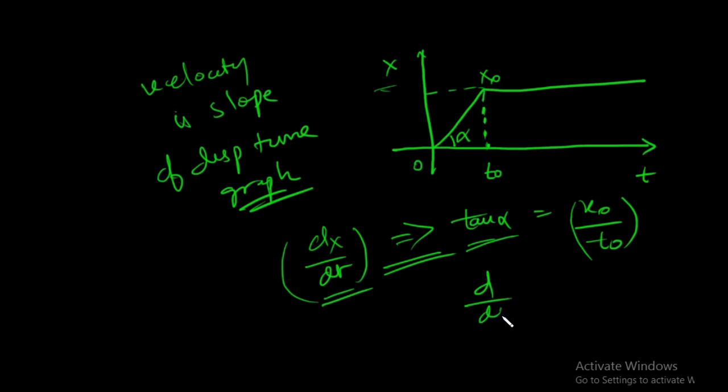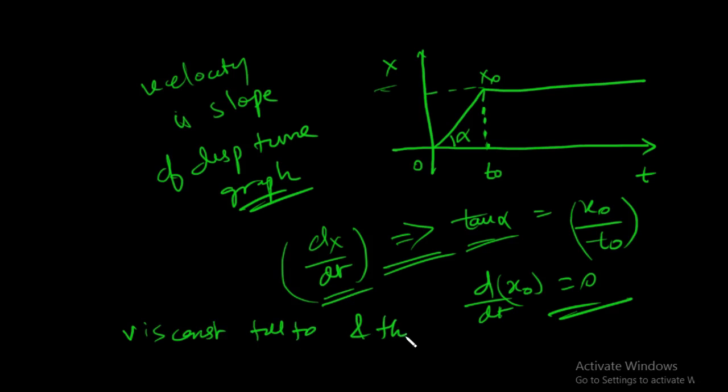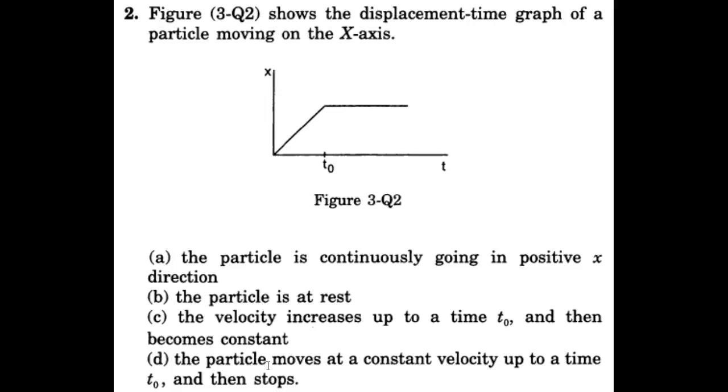So we have to differentiate x with respect to time. Since x is constant, this would be 0. So velocity is 0 after time t0. Hence v is constant till t0 and then 0. This means the particle is moving till t0 and then stops. So here option D is the answer. The particle moves at a constant velocity up to a time t0 and then stops.